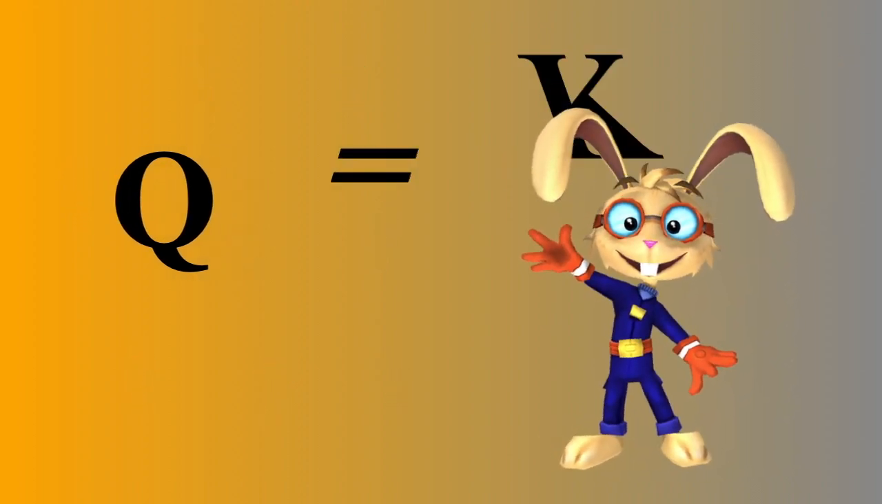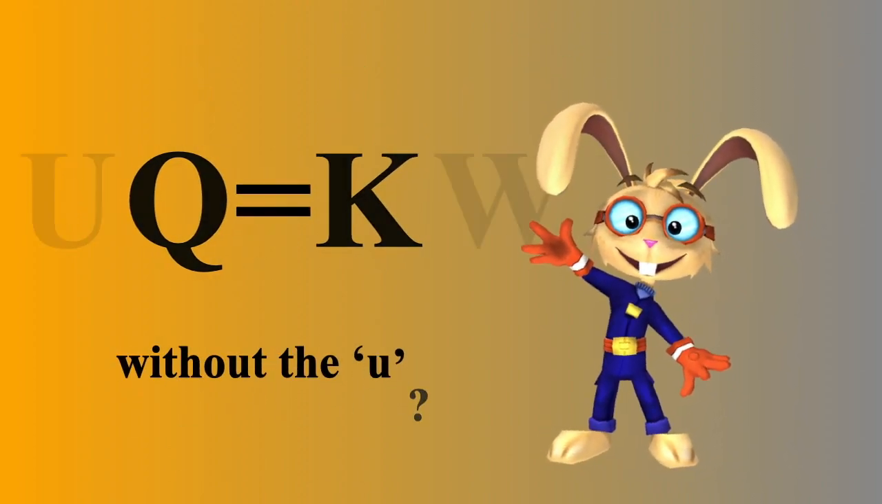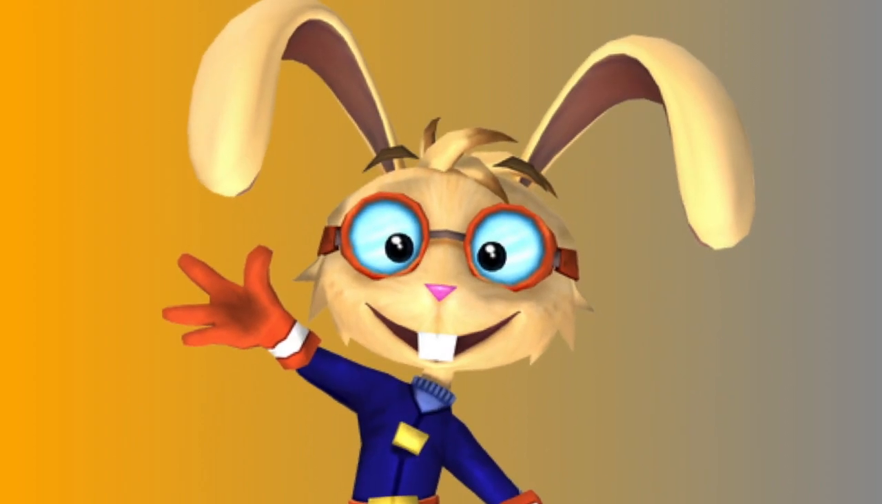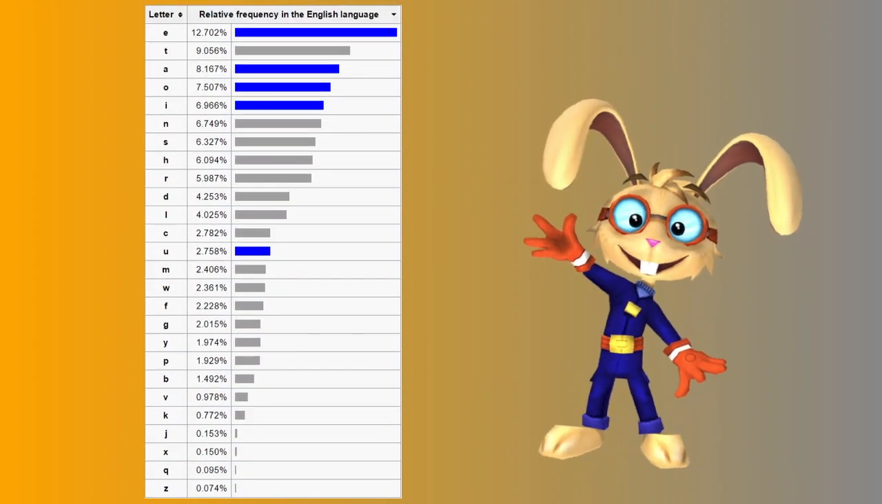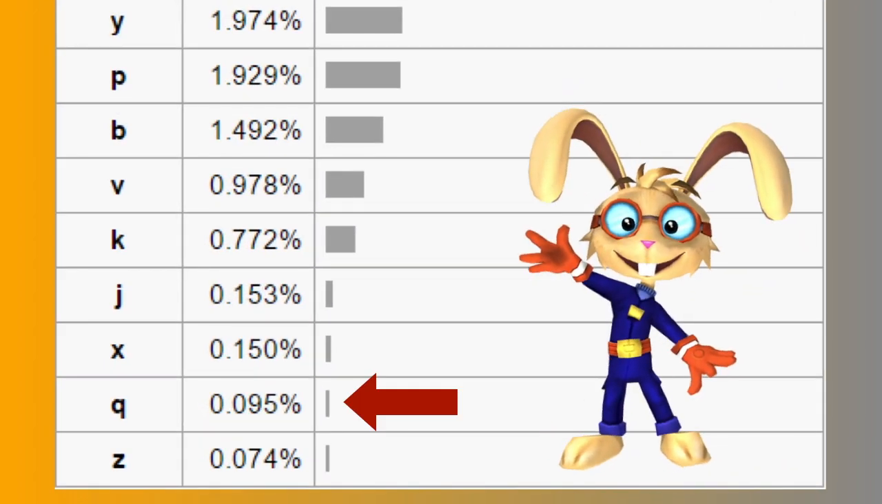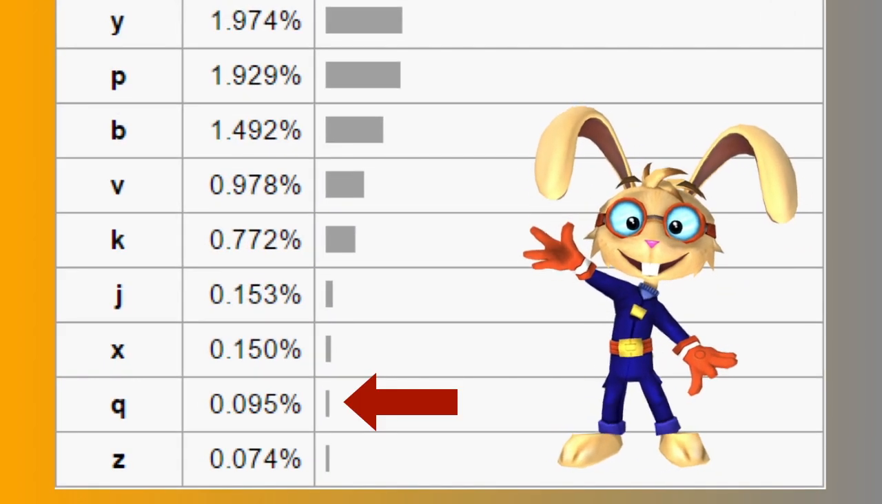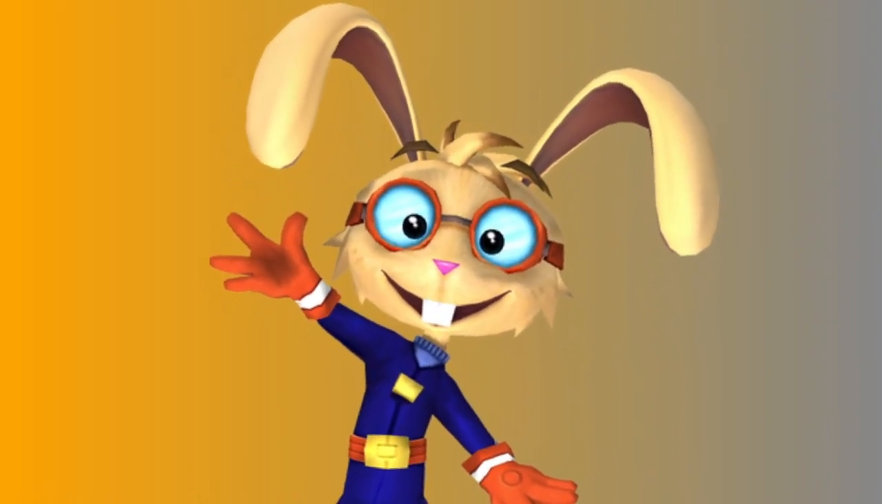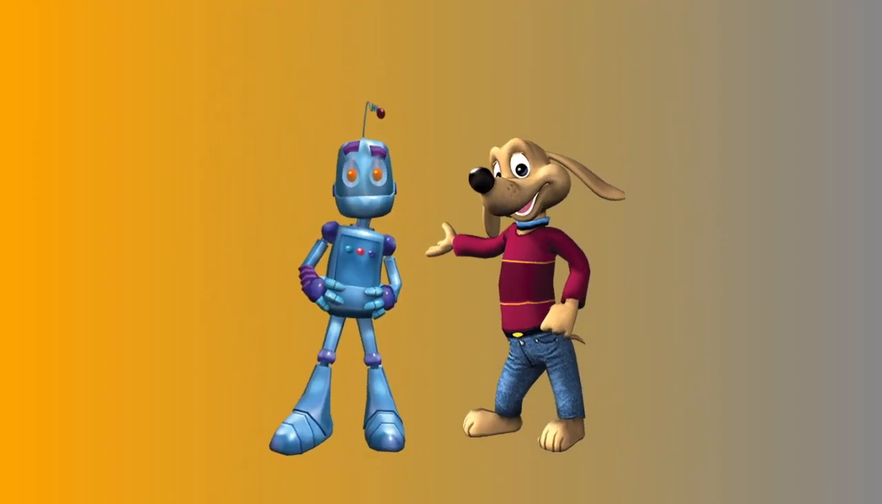Is it that Q makes the K sound by itself, or that U suddenly makes the W sound when following Q? Who knows? But perhaps the biggest insult is that Q is only the second least common letter in English behind Z. At least Z has its own pronunciation. This letter should have never existed in English. Don't you agree, guys? Thanks for watching.